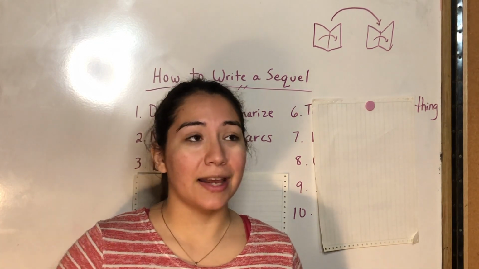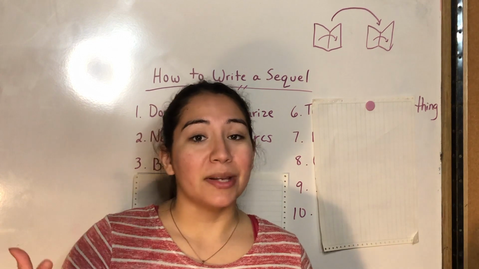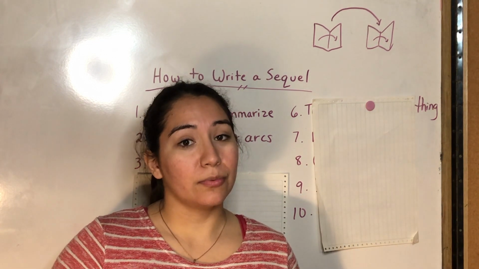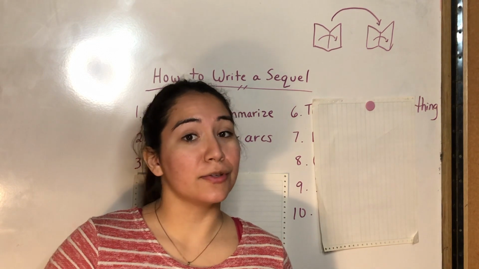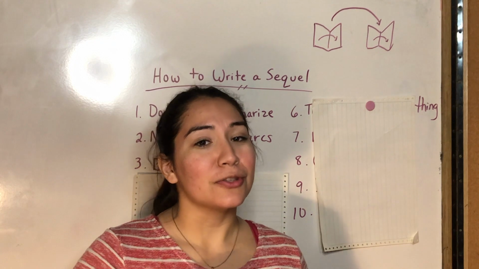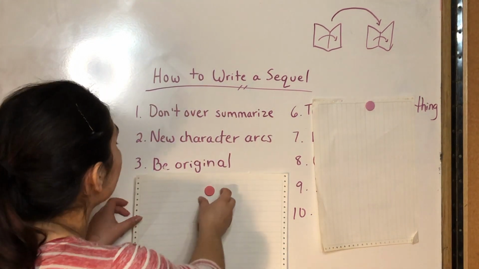Give it a different setting. Give it different stakes. But it's got to be different. It's got to be original. If they wanted to really rehash the first one, they could just reread it. That's what rereading books are for. So don't do that to your readers.